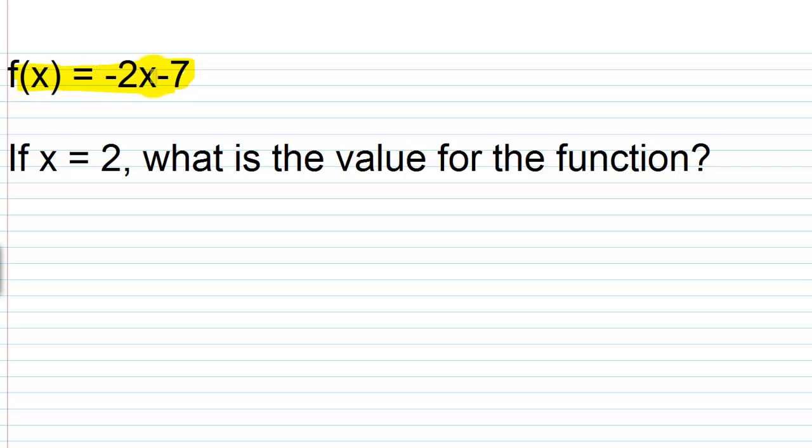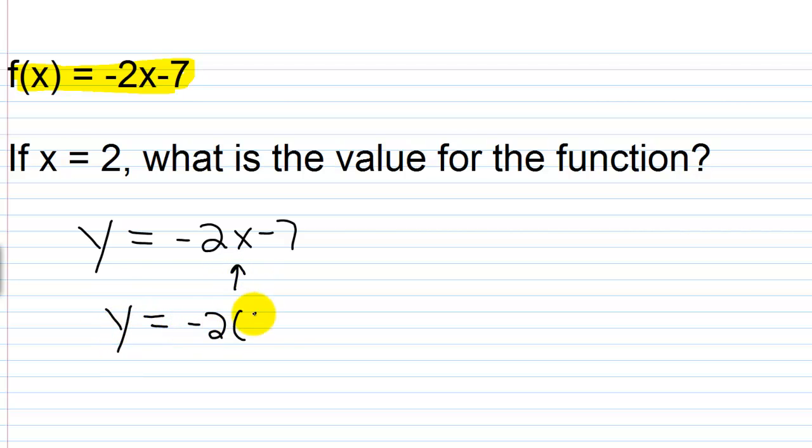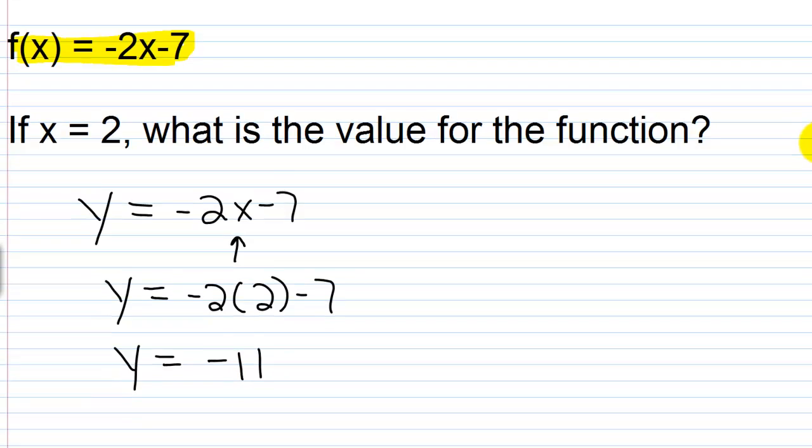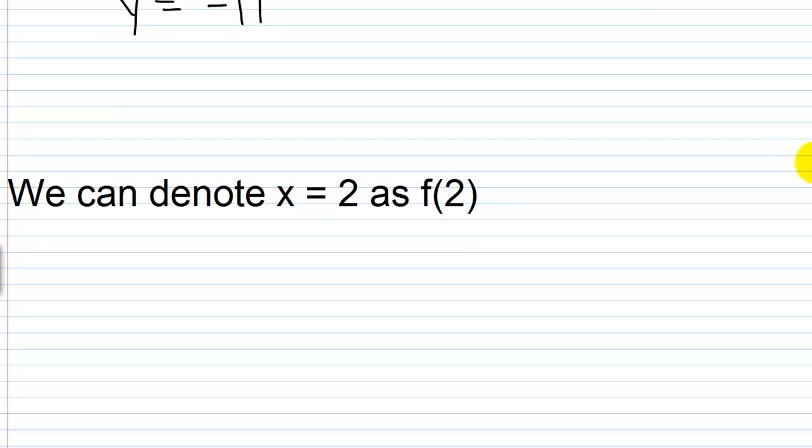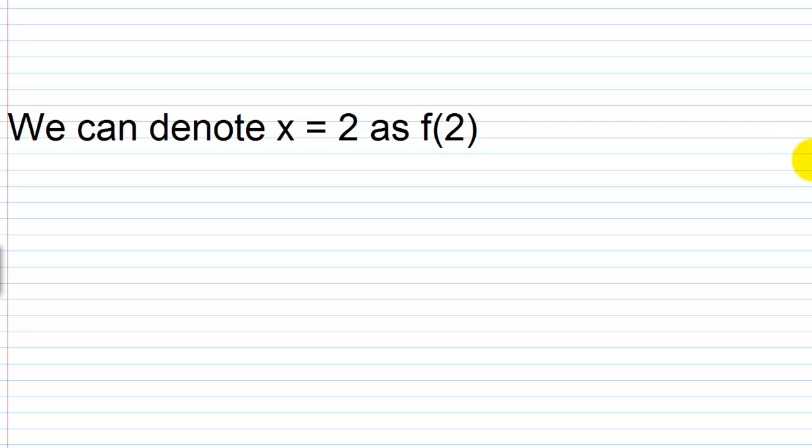So if x equals 2, what is the value for the function? Well, we've done this before. Remember when we had y equals negative 2x minus 7, we said evaluate this for x equals 2. Well, we just plug a 2 in for x, and we'll have y equals negative 2 times 2 minus 7. Then y equals negative 2 times 2 is negative 4, and negative 4 minus 7 is negative 11. But there's a special way that we notate this when we have a function. So we can denote x equals 2 as f of 2.